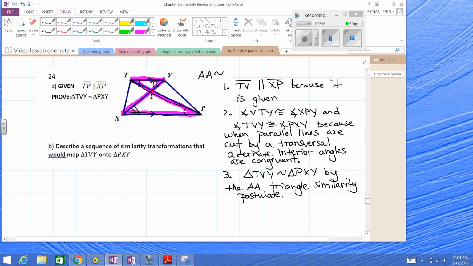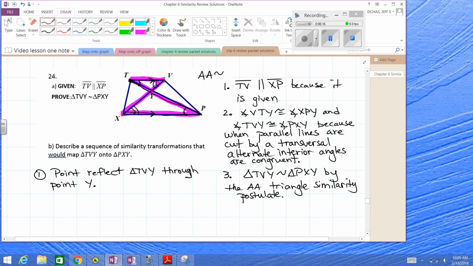Now describe the sequence of similarity transformations that would map TVY onto PXY. So here's what that's going to look like. First move, I'm going to point reflect triangle TVY through point Y.